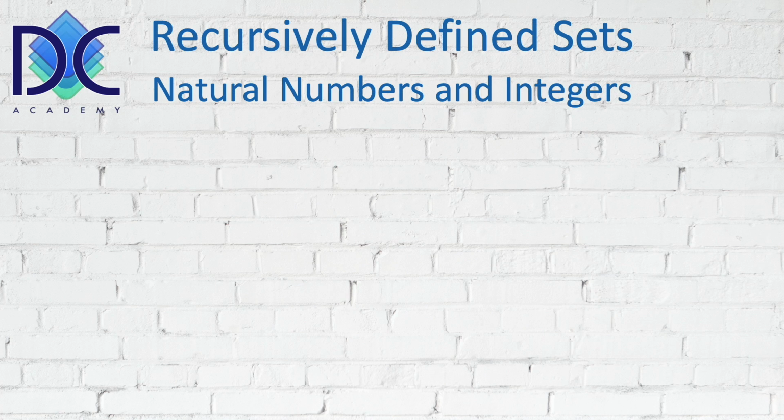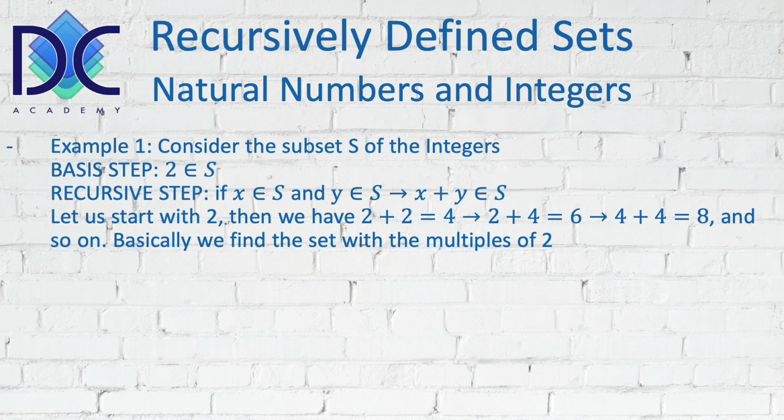Let's look at the natural numbers and the integers. We know the natural numbers and the integers, two sets that we know. Now, how do we create them recursively? Let's have a look at a subset of the integers. We have a basis step where we say that 2 is an element of the set S, which is a subset of the integers. And we look at the recursive step. If X is an element of S and Y is an element of S, then X plus Y is an element of S.